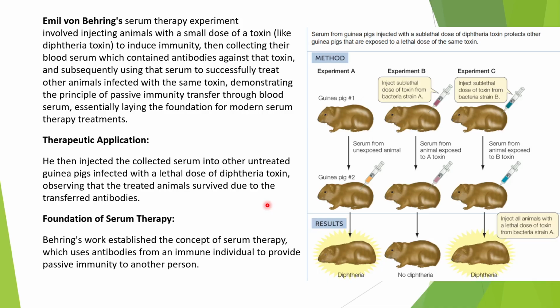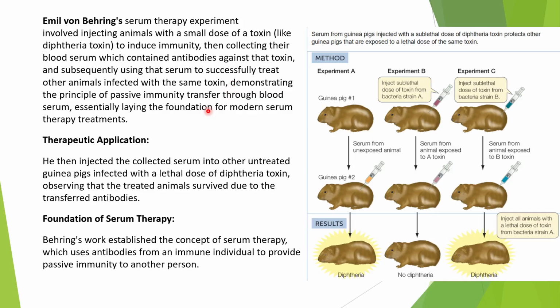Next is about Emil von Behring serum therapy experiment. So Emil von Behring serum therapy experiment involved injecting animals with a small dose of a toxin like diphtheria toxin to induce an immune response or immunity. Then collecting their blood serum, which contained antibodies against that toxin that was injected, and then subsequently using that serum to successfully treat other animals which were infected with the same toxin. So demonstrating the principle of passive immunity transfer through blood serum, essentially laying the foundation for modern serum therapies.